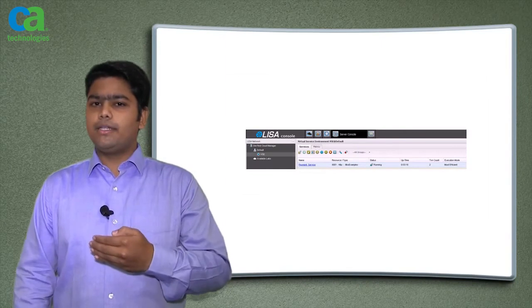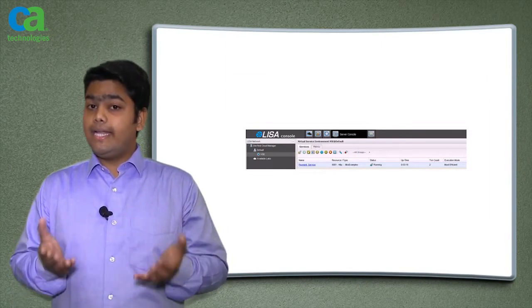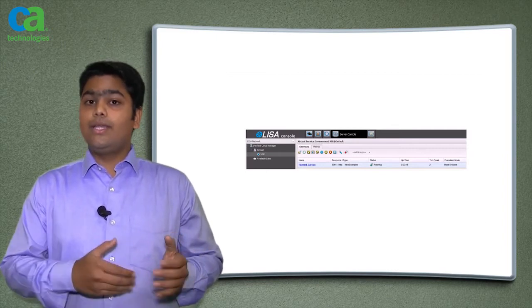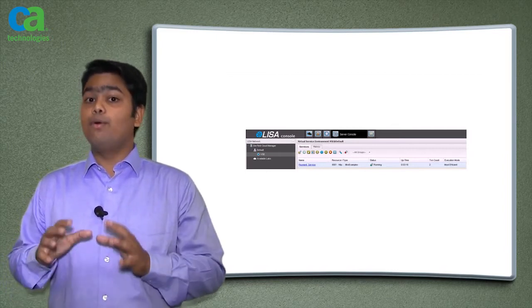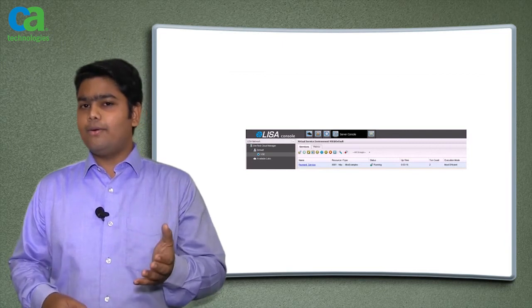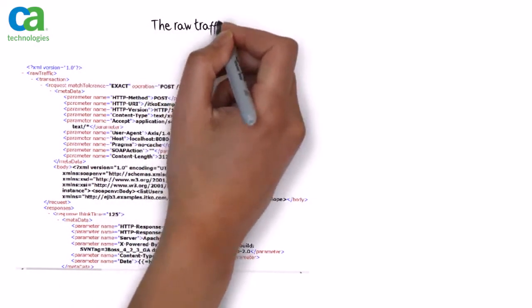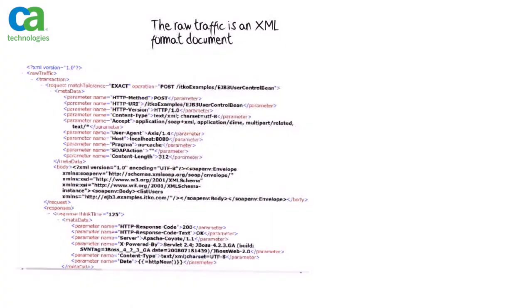There could be a situation in which your live service is currently unavailable to create your virtual service. In that situation, you can still create a virtual service by importing the raw traffic file. Let's see how. The raw traffic is an XML format document that contains the raw transactions between the client and the service.